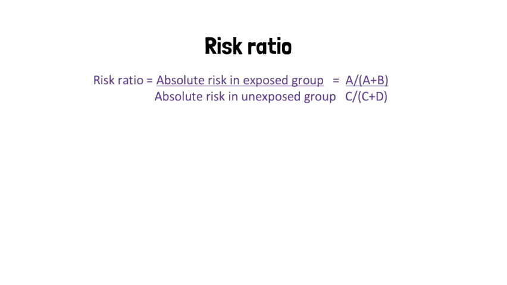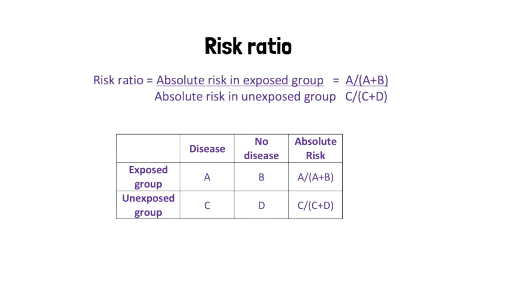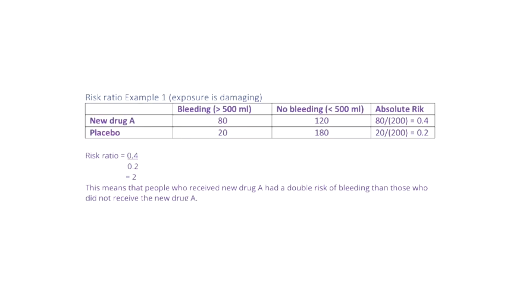Risk ratio is the absolute risk in the exposed group versus the absolute risk in the unexposed group. The numerator for absolute risk is the outcome divided by the total number in that particular group. Risk ratio can identify if the exposure is damaging. Like in this example, people who received new drug A had twice the risk of bleeding than those who did not receive the new drug A.